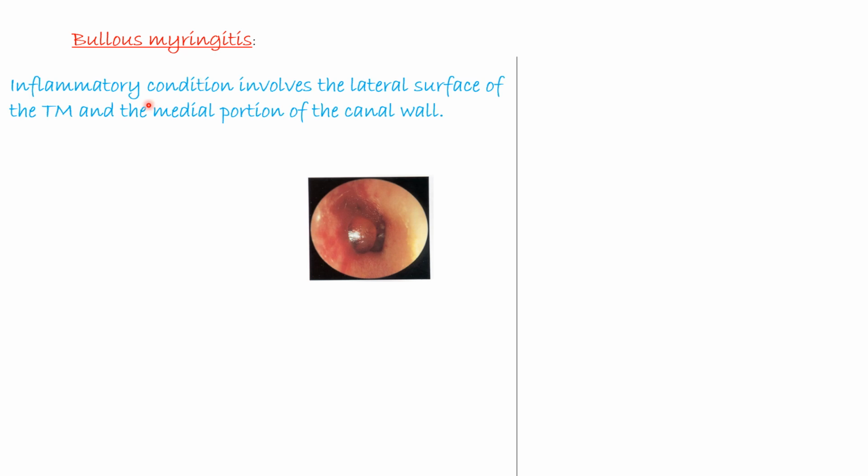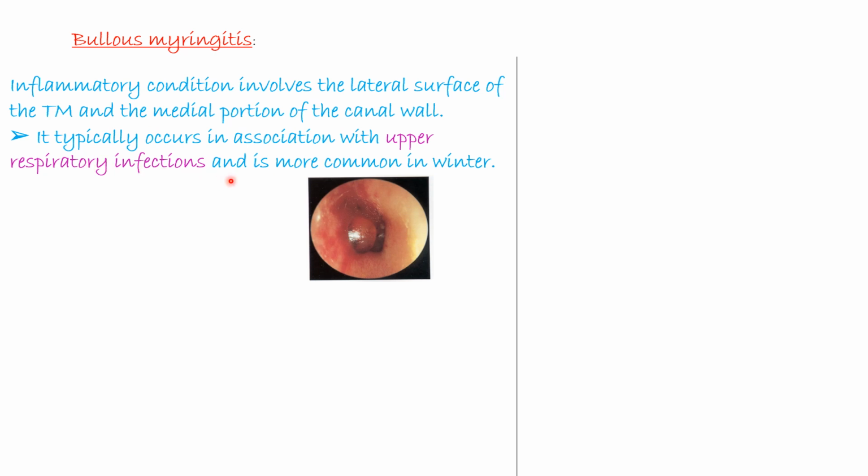So bullous myringitis. Bullous means a fluid-filled blister, as you can observe here. And the location of this blister, just from the name myringitis, is the tympanic membrane, which is inflamed. So let's look at what it has. This is an inflammatory condition that involves the lateral surface of the tympanic membrane and the medial portion of the external auditory canal. It typically occurs in association with upper respiratory infection, and it's more common in the winter. So the patient will come and tell you, this occurred after I had an upper respiratory infection.